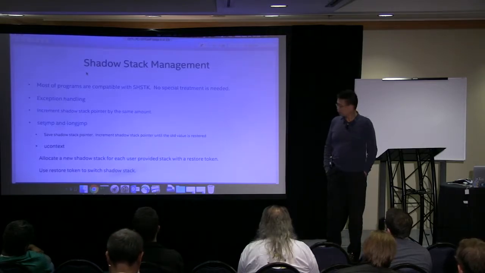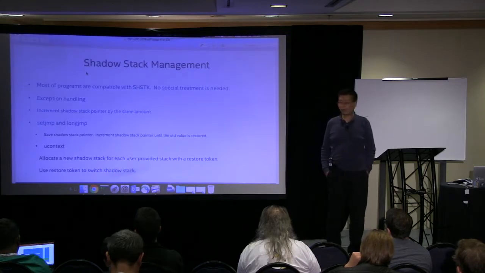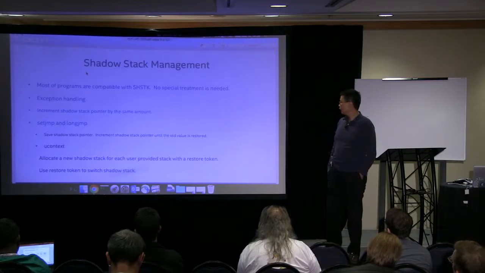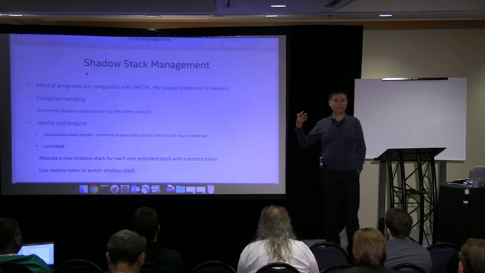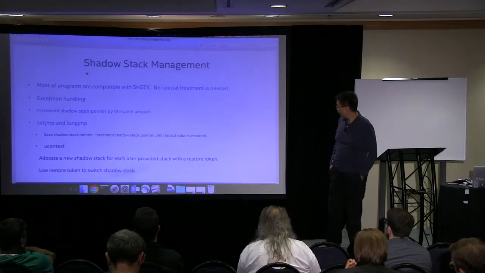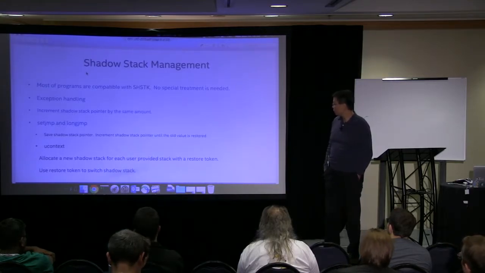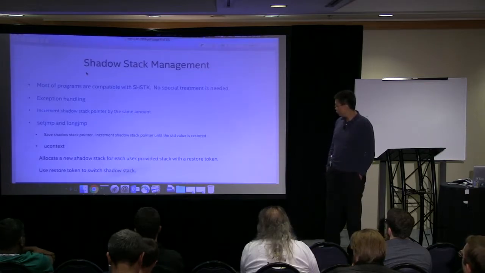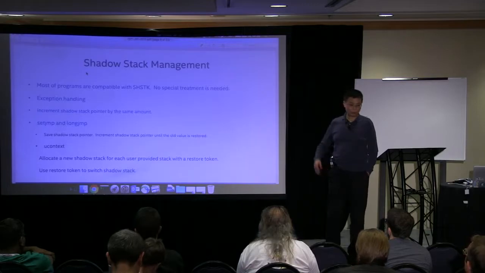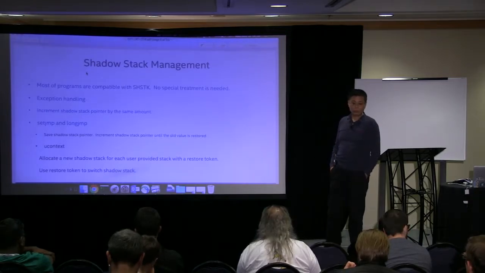That will present a challenge for exception handling, setjmp, longjmp, also the ucontext. Basically, you have to make sure that when you adjust your call stack, you adjust your shadow stack by the same amount. And this is basically how we are supporting exception handling. Also in setjmp, longjmp, we have to save and restore the shadow stack pointer. In ucontext, we are using the restore token as part of the CET feature to switch the shadow stack between different ucontexts.